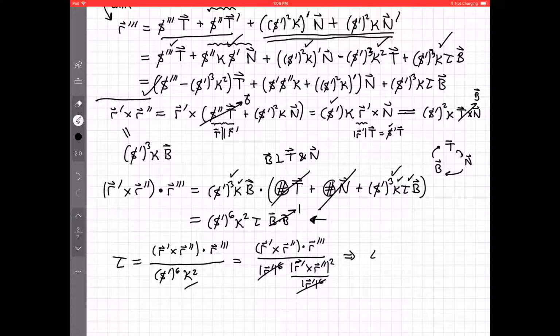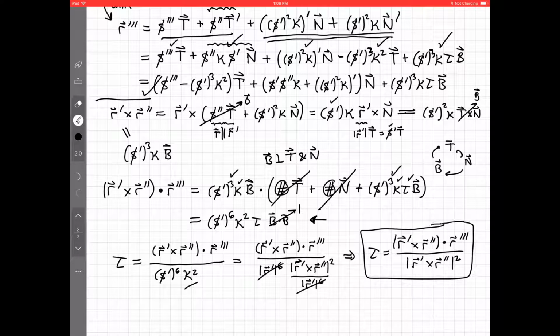We have our formula for torsion. Torsion is the triple scalar product of the first three derivatives of our parameterization divided by the length of the cross product of the first two derivatives squared. So there's a nice clean formula for torsion.